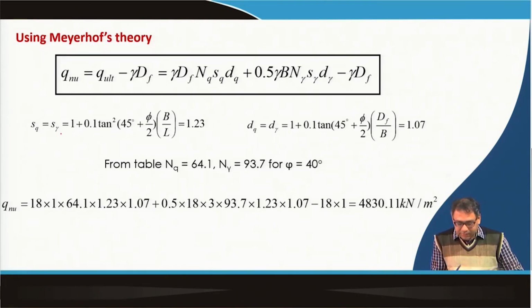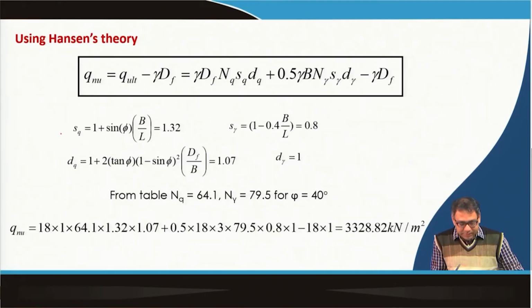In a similar way, I will get the bearing capacity as per Hansen, because it is a very straightforward case: the loading is not inclined, it is not eccentric. So I can use any theory, because all the theories are applicable in this case. Okay, so this is the value, 3328.82 kilonewton per meter square, as per Hansen's theory.